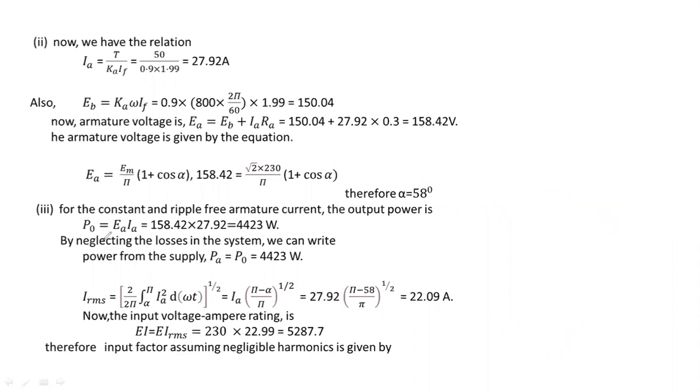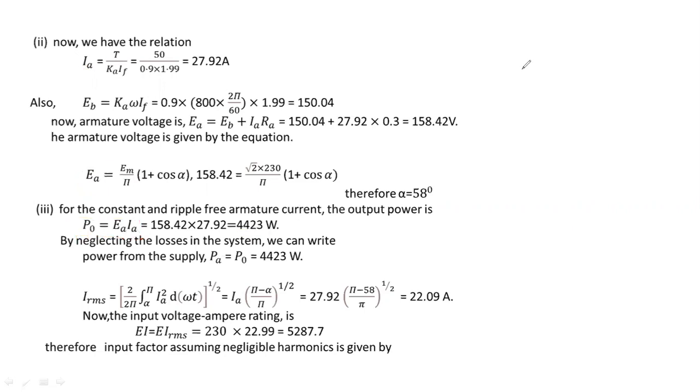So for that, first we know the output voltage, which is Ea, and we know the output current, which is the armature current of the motor, Ia. Now the output power will be the product of Ea and Ia. See here, this is DC. Output power is DC because the motor is a DC motor. So in DC, voltage into current gives the power. So Ea into Ia, we will get the output power as 4,423 watts.